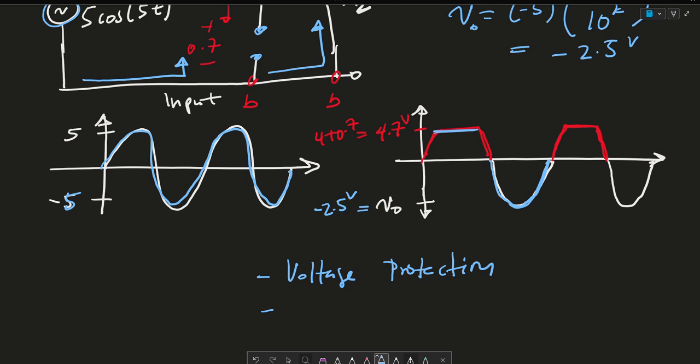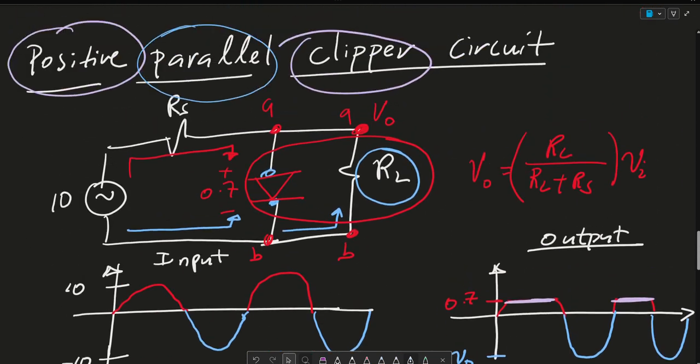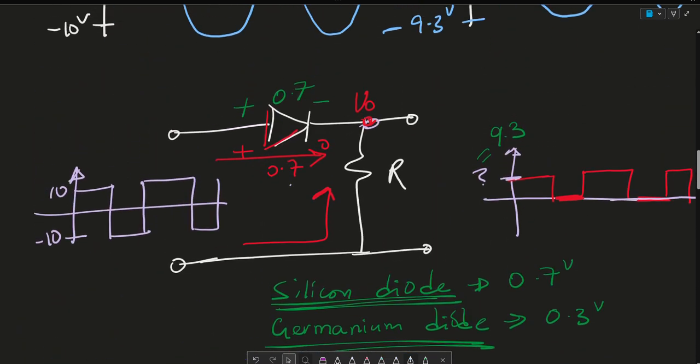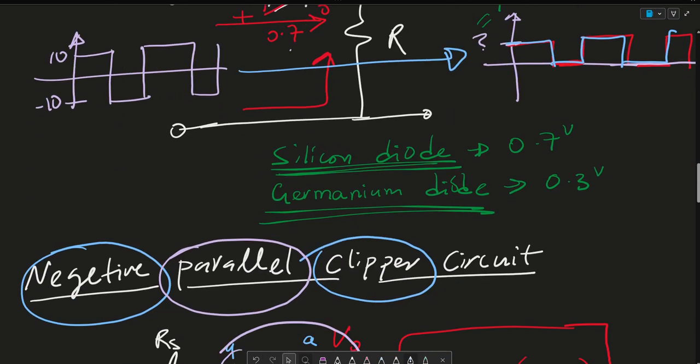We can also use this circuit for changing a square wave to a clock signal or timing signal. And again, this is shown right here in this example. We went from a square wave to kind of like a clock circuit.